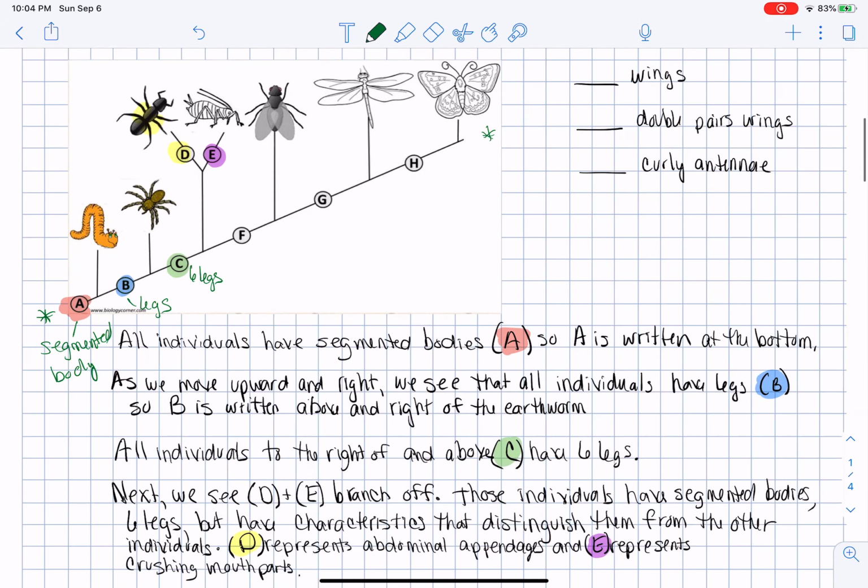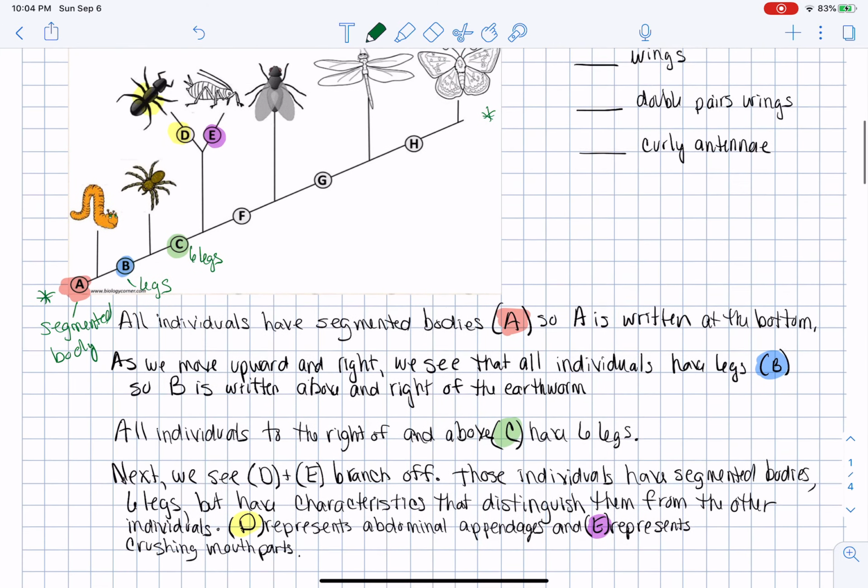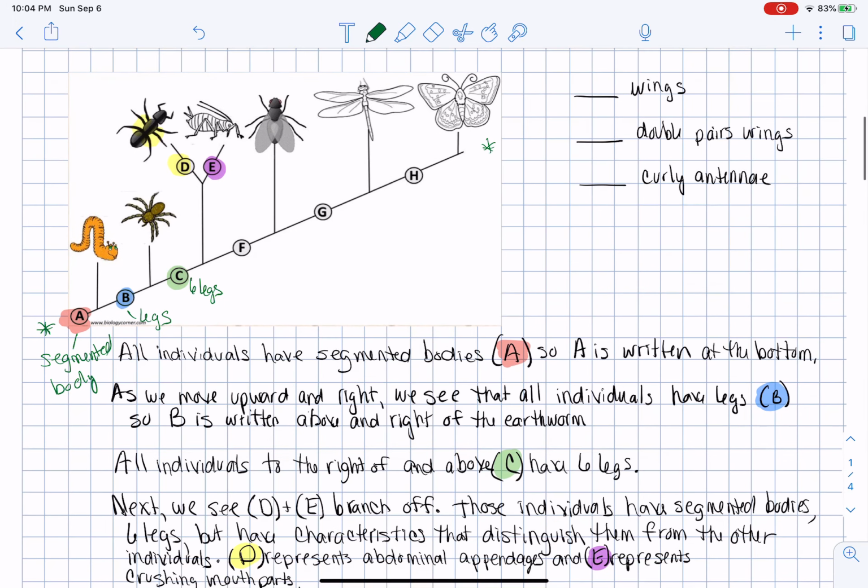They branch off. They have segmented bodies and 6 legs, but they have characteristics that distinguish them from the other individuals. D represents the appendages coming off of the abdomen, and E represents, but you can't quite see them, but we know that that insect has crushing mouth parts when it goes to eat something. Okay? And then we have F, G, and H. And F, G, and H would be either wings, double pairs of wings, or curly antennae.